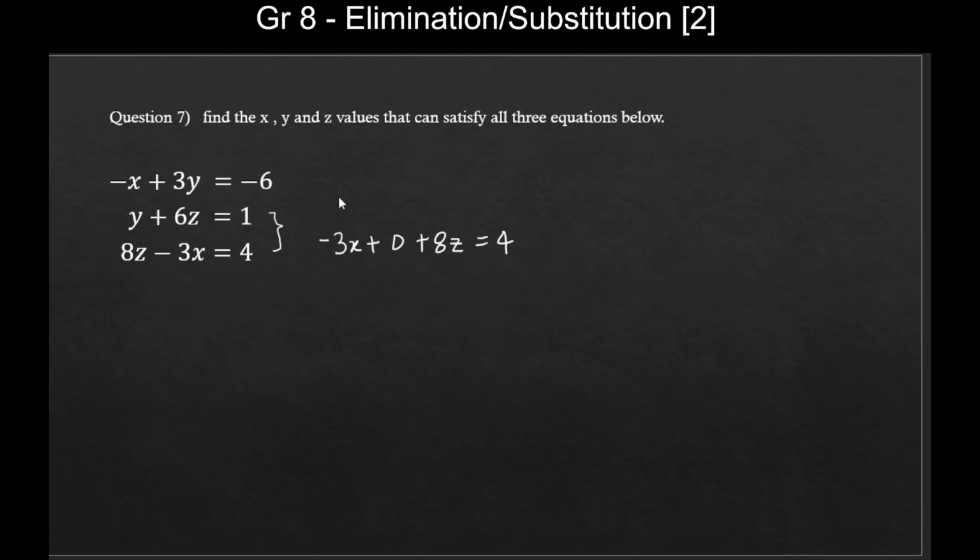The second one, I'll write it here. So here we are missing x, so I'll put 0 here. Plus y plus 6z, which is equal to 1. What should you do now? We have to eliminate z because both equations have z.